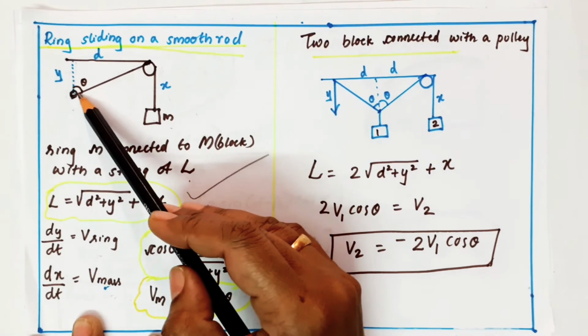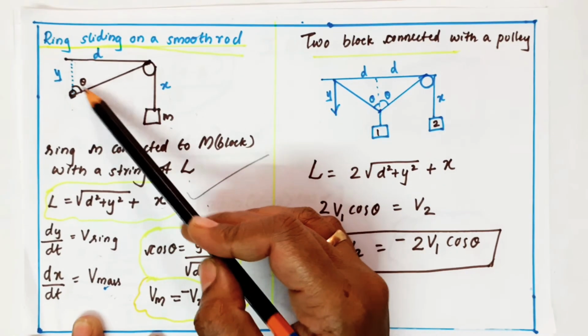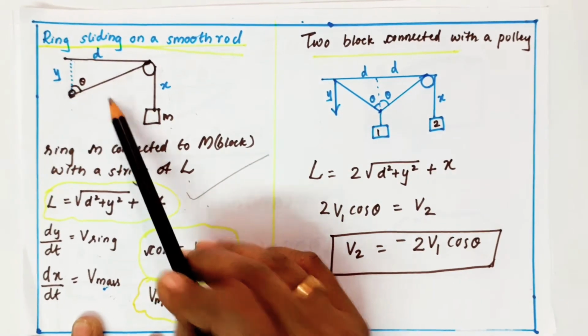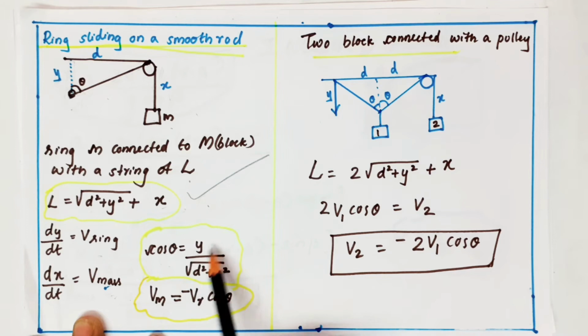Sometimes they will give the angle. They will ask what will be the angle here. So you can use the trigonometric ratio. What is cos theta? Adjacent side by hypotenuse. That is cos theta is equal to y by root over d square plus y square.